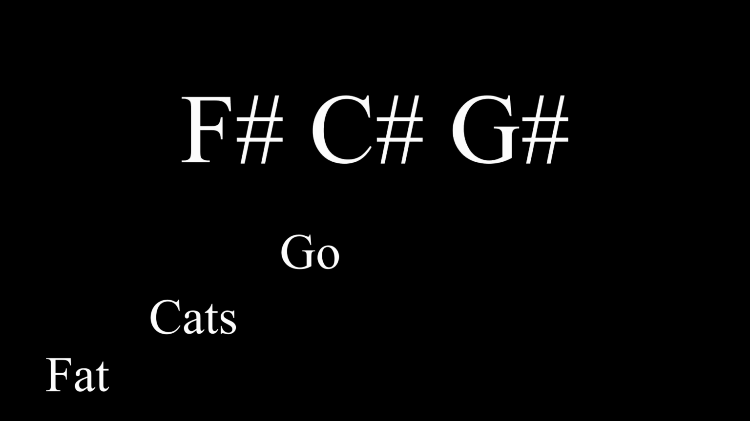If a key has one sharp, it would be F sharp. If a key has three sharps, it would be fat cats go, F sharp, C sharp, and G sharp. Six sharps would be F sharp, C sharp, G sharp, D sharp, A sharp, and E sharp.